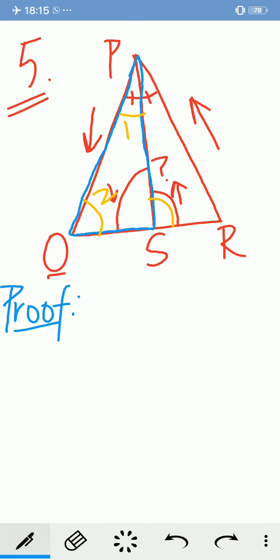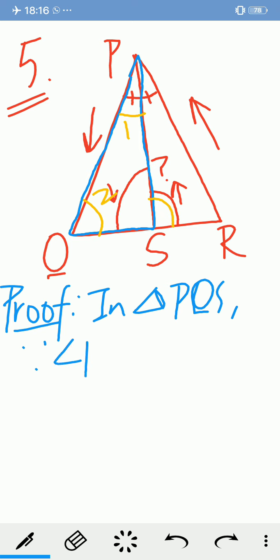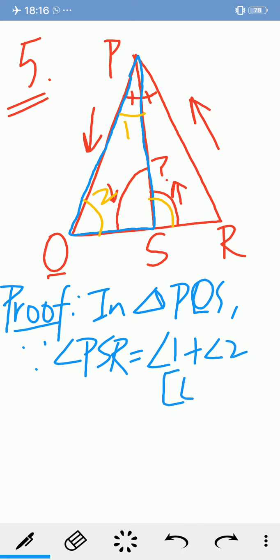Okay, so I can write, first in triangle PQS, since angle PSR is equal to angle 1 plus angle 2. Angle 1 plus angle 2, this is nothing but the exterior angle theorem, EAT. Got it?